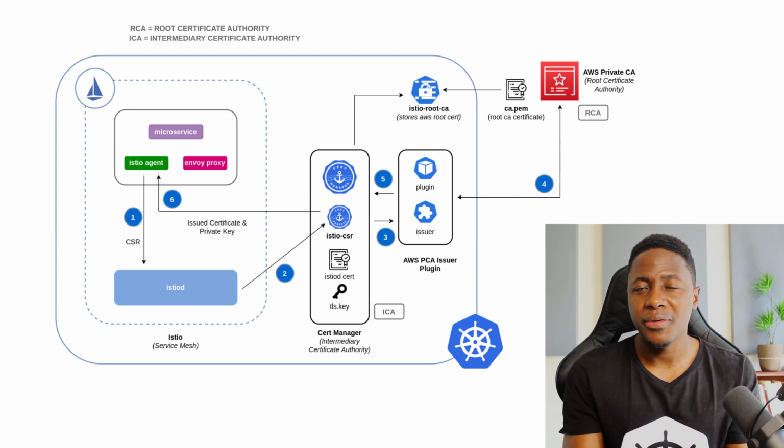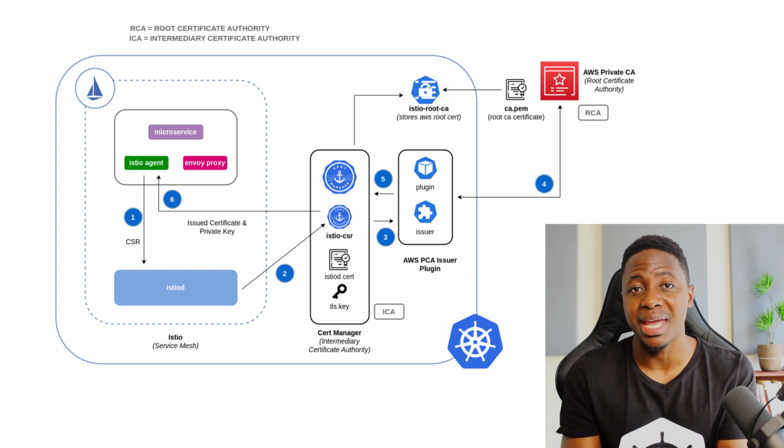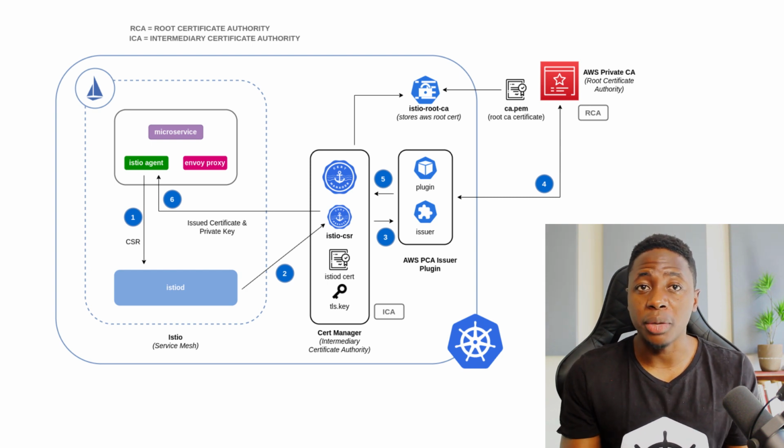How's that going to work? This communication between Cert Manager and AWS Private CA is enabled by the AWS Private CA Issuer plugin. And Cert Manager uses this plugin to request TLS certificates from that particular entity. Issuers in Kubernetes represent the CA from which signed certificates can be obtained. This issuer plugin will communicate with the AWS Private CA service to request a signed certificate for our workload.